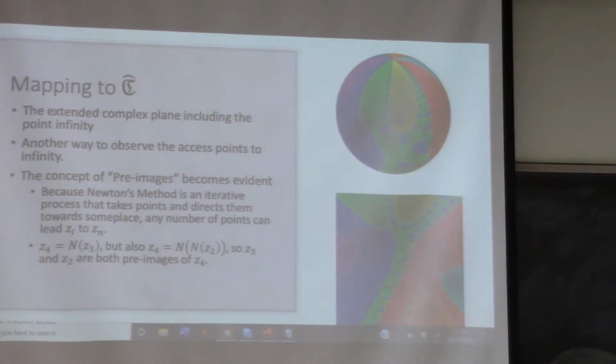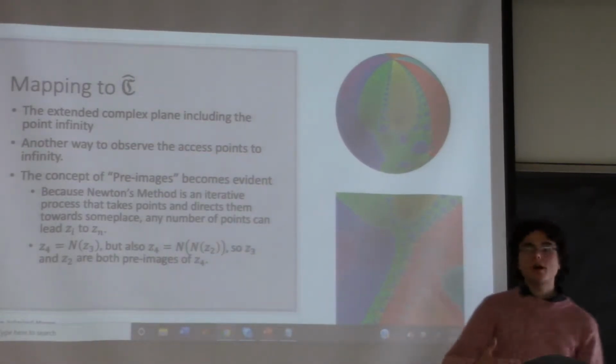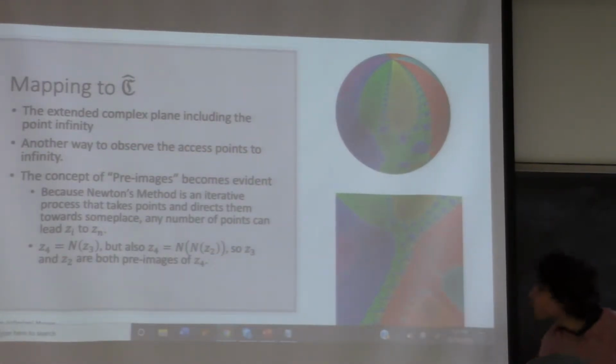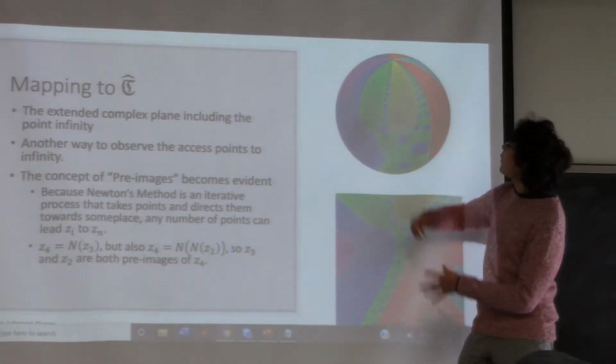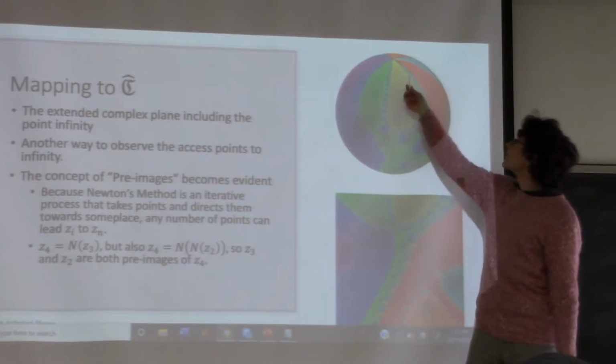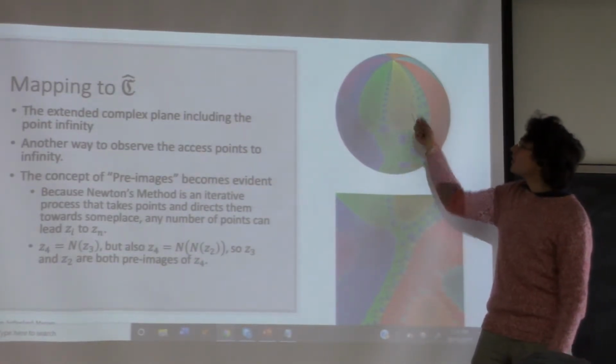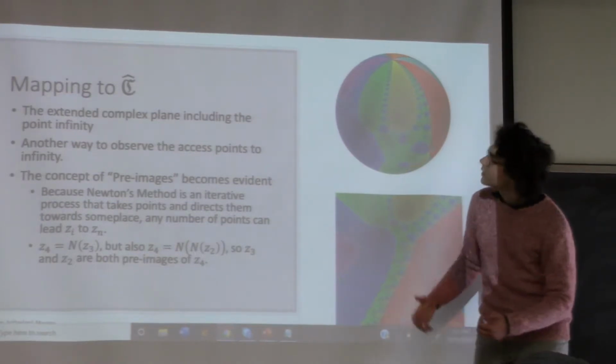Okay, so now if you map this to the complex plane, including the point infinity, you can get a better sense of how it looks in terms of the iterative process. What you do here is every point here, as far as you go away from the roots themselves, this here is a representation of what is. Does this make sense?